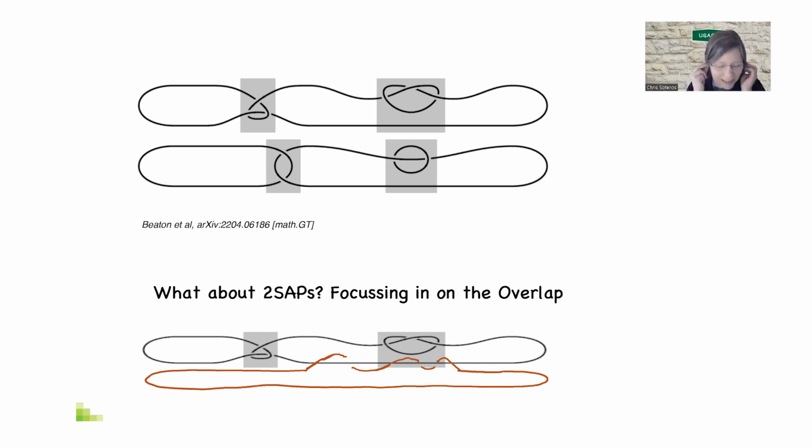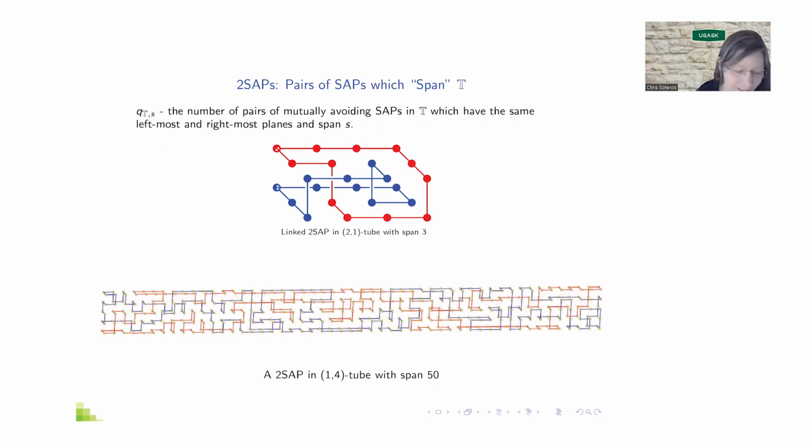And so I guess I have 2 minutes. I'm not sure. Okay, so I did say if I had time, I would try to say something about this special case model where we just look at 2 polygons and we force them to have the same span. So we call these 2-SAPs. And here's a picture of 2 examples of 2-SAPs. The bottom one is in the 1x4 tube with span 50, and this is in a 2x1 tube with span 3. So this one's a Hopf link. I forget, this one might be a Hopf link too, I'm not sure. So we use the transfer matrix to count the number of pairs. We typically count these by span because the span is easy to count, easy to fix.